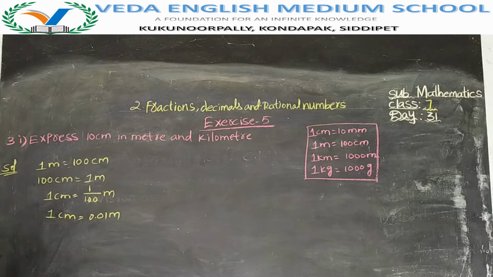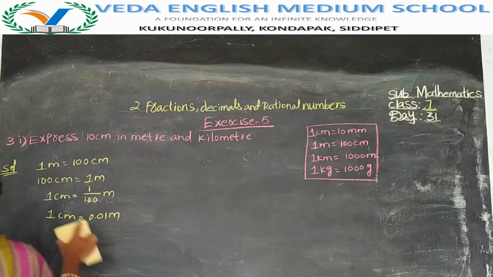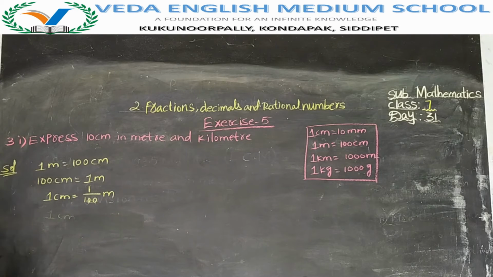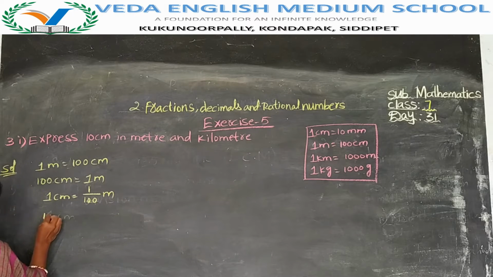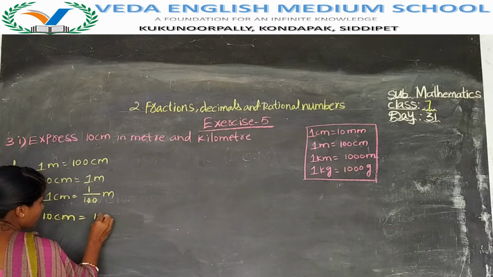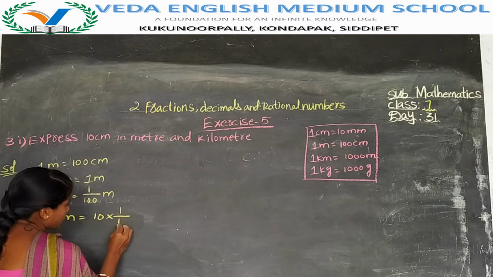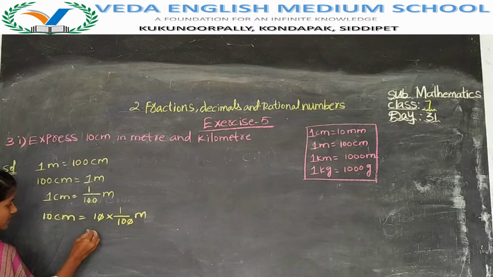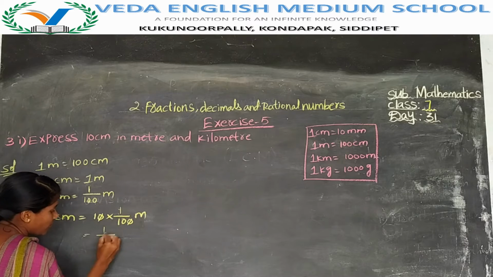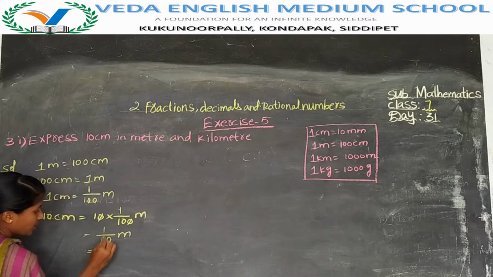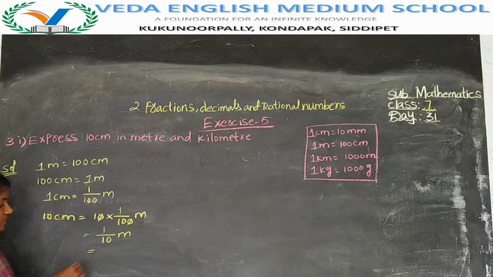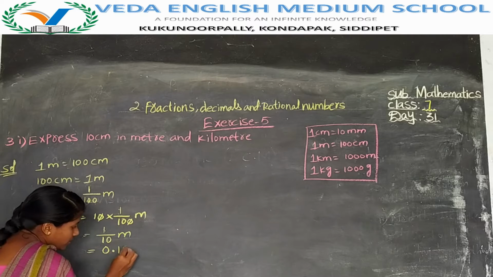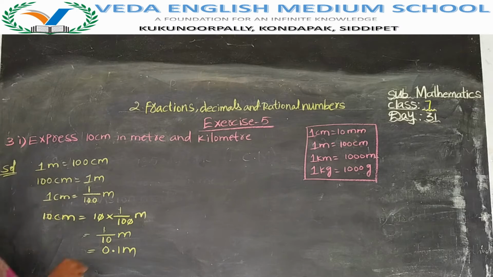10 centimeters is equal to 10 into 1 by 100 meters. Now the 0 will get cancelled. 1 by 10 meters. If you convert 1 by 10 into decimals, it is 0.1 meters. Now we have converted these centimeters into meters.